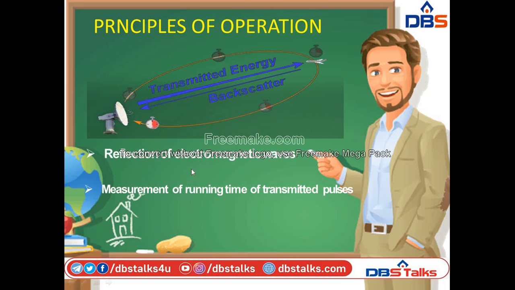So, the reflection of electromagnetic waves and measurement of the running time of the transmitted pulse. Ultimately we are going to calculate the transmitted power and the backscattered power, that means the reflected power. So based on this time, we are going to call it the round trip time.